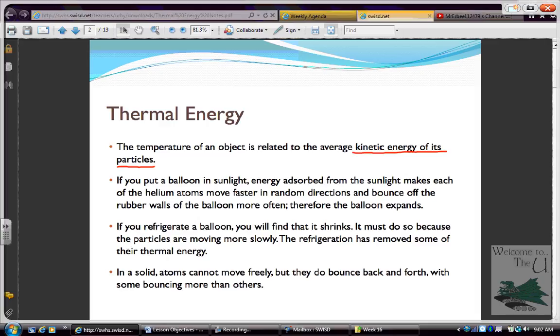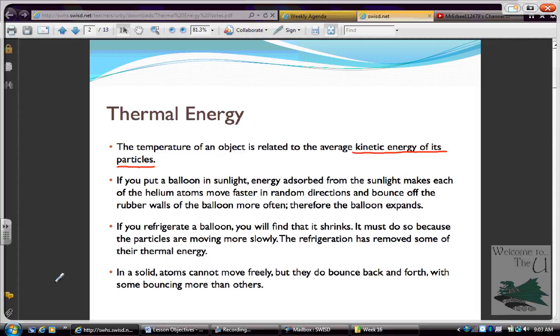Okay, and if we were to look at a balloon in sunlight, the energy that's absorbed from the sunlight makes the helium atoms in that balloon move faster in random directions, obviously, and they bounce off the rubber walls of the balloon more often, and the balloon will expand and get bigger. You've probably seen this with a basketball that you left outside when it was really hot outside; the basketball will tend to seem like it's more inflated than it was before.